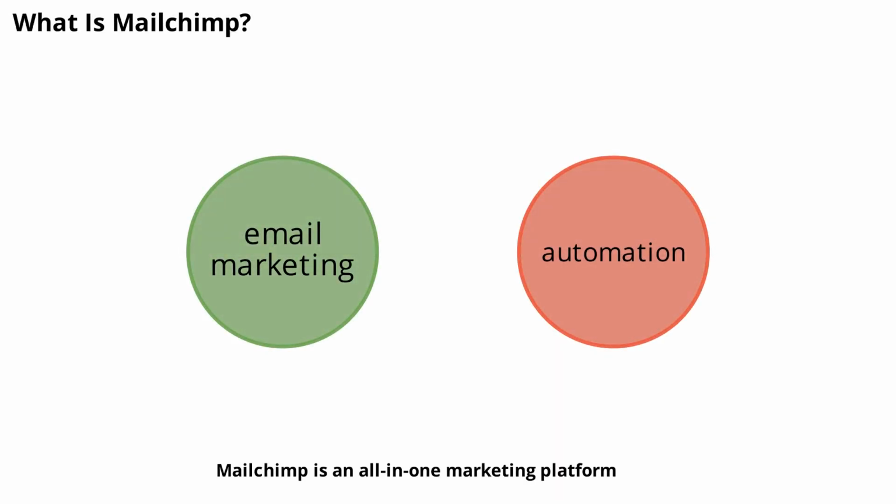Mailchimp is an all-in-one marketing platform primarily known for its email marketing capabilities. It allows businesses to create, send, and track email campaigns with ease. But Mailchimp isn't just about emails. It also offers tools for audience management, automation, and even social media posting. With its user-friendly interface, businesses can design professional-looking emails, segment their audience for targeted messaging, and monitor campaign performance in real time. Whether you're a small startup or a large company, Mailchimp provides scalable solutions to fit your marketing needs.